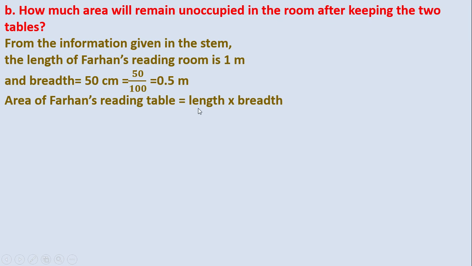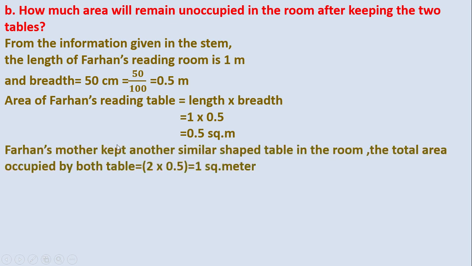Area of Farhan's reading table equal to length into breadth. Length equal to 1 and breadth equal to 0.5. If we multiply these two, it comes 0.5 square meter. So 0.5 square meter is the area of Farhan's reading table. So area of each table is 0.5 square meter. So area of two such table, because Farhan's mother placed similar shaped table, another similar shaped table in that room. So the total area occupied by both the table equal to 2 into 0.5, that is equal to 1 square meter.